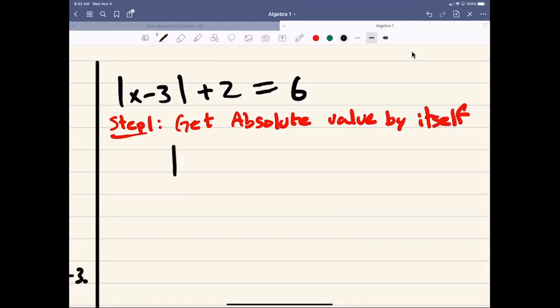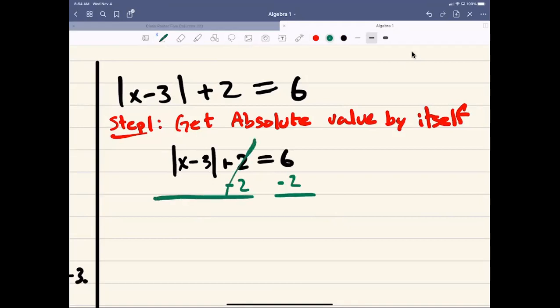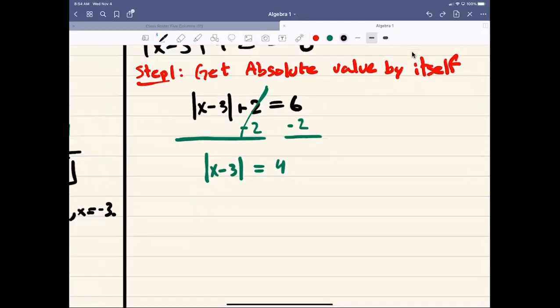So we have the absolute value of x minus 3 plus 2 equal to 6. Some people make the mistake of splitting it up right now. No, we cannot do that because the absolute value is not by itself. You're going to get the absolute value by itself by doing -2 to both sides, and you get the absolute value of x minus 3 equal to 4. If there was a number outside here, you'd have to get rid of that number as well. And now you split it up.